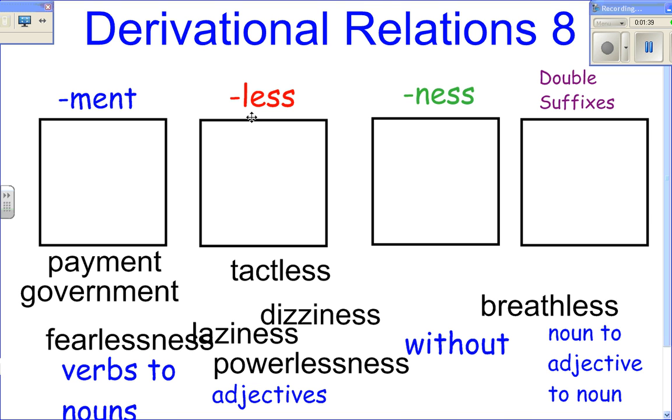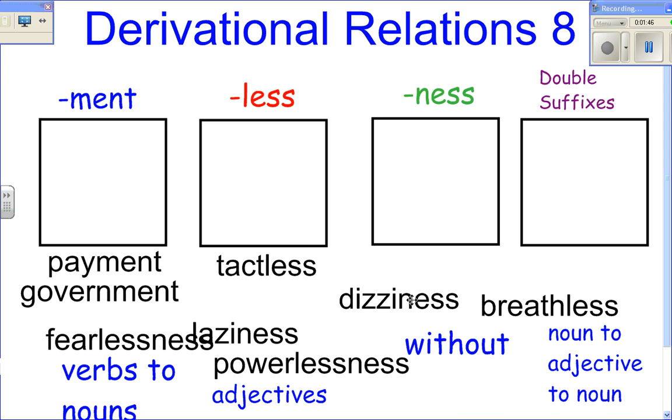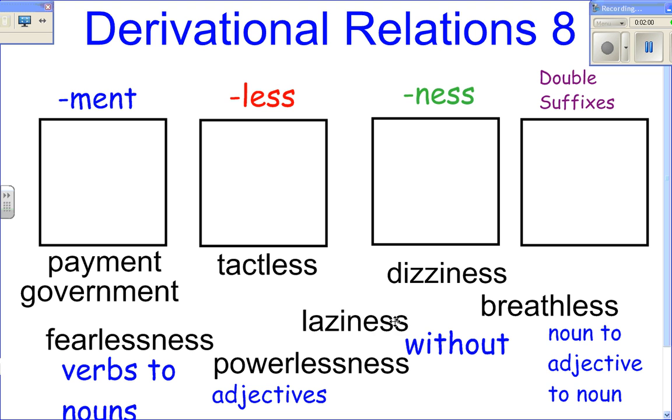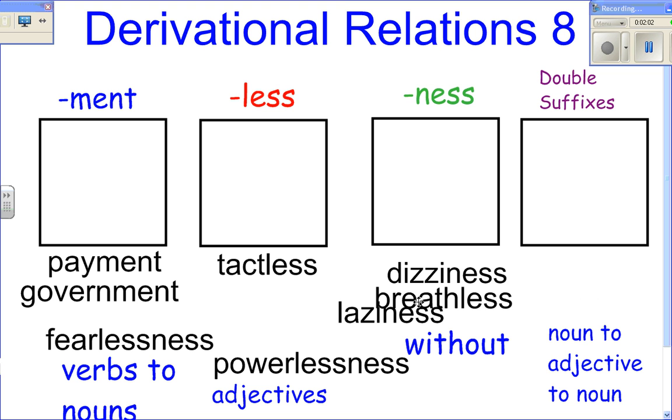Now I'm looking for words that end in less or L-E-S-S. Tactless is already in its place. I don't know if you know what tactless means, but tactless, to have tact, is to say things in a polite way. So think about what tactless might mean. Let's see, breathless. Think about what it means to have breath and to not have breath.